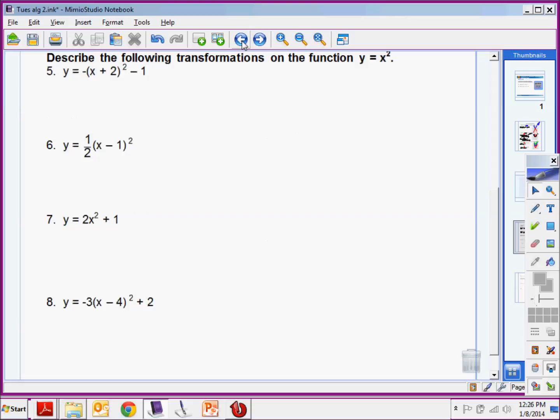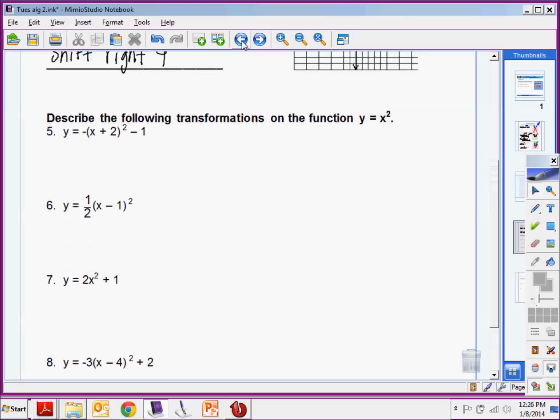All right. So 5. How many transformations happened on 5? 3. All right. So Nick says 3. Anyone disagrees? So I should have 1, 2, and 3 effects. What's my first effect, reading from left to right? It's reflected over the x-axis. What about 2? Left 2. I'm going to be moved left 2.